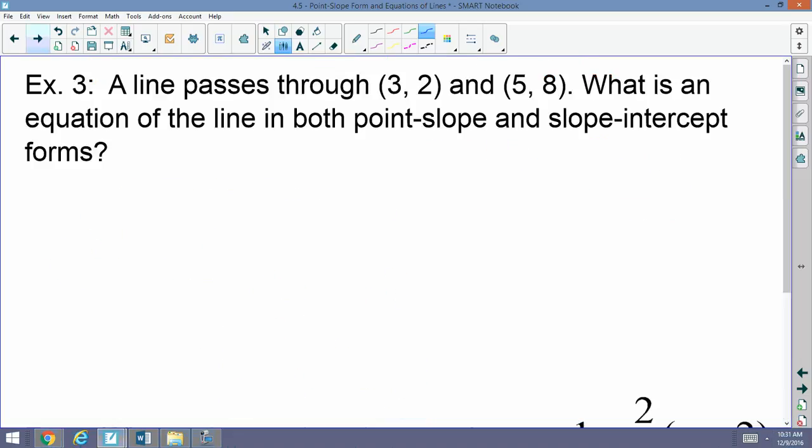All right. Example 3. Now I'm giving you a line that passes through 3, 2, and 5, 8. What is an equation of the line in both point slope form and slope intercept forms? Okay, now you may say, whoa, wait a second, it didn't give us a slope. What can I do, my brother?